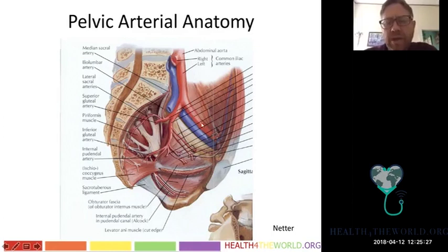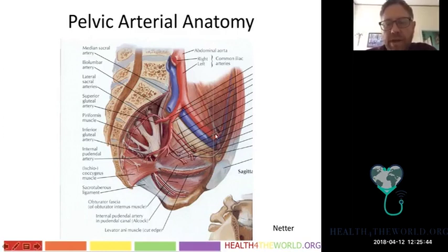But the external iliac artery doesn't have as many branches as the internal iliac artery, and that's because its purpose is really just to bring blood flow to the thigh and lower leg. It does give off two important vessels.